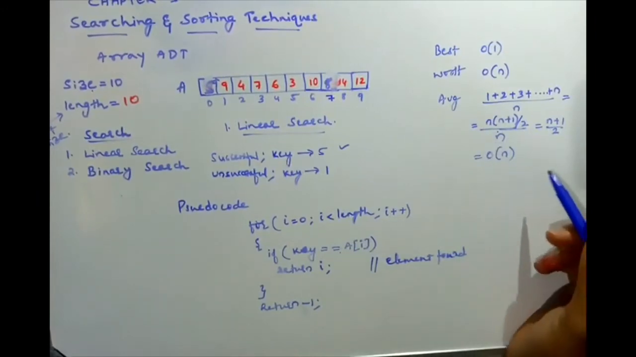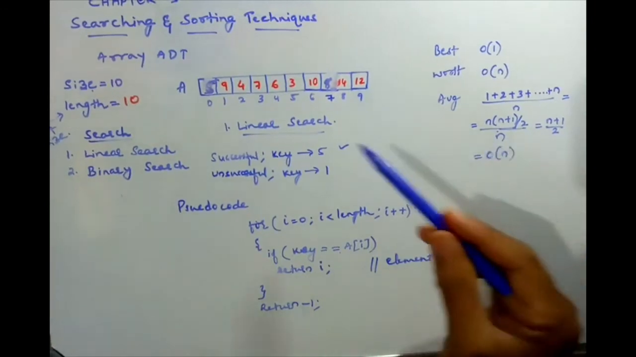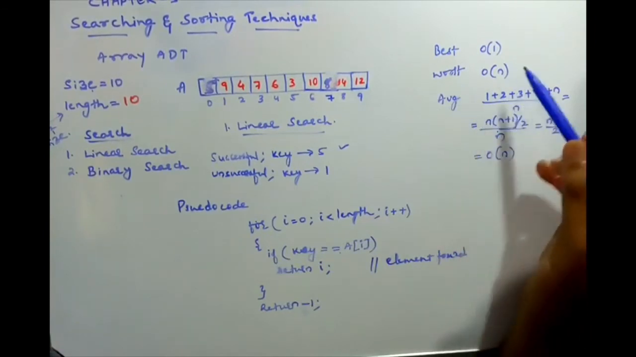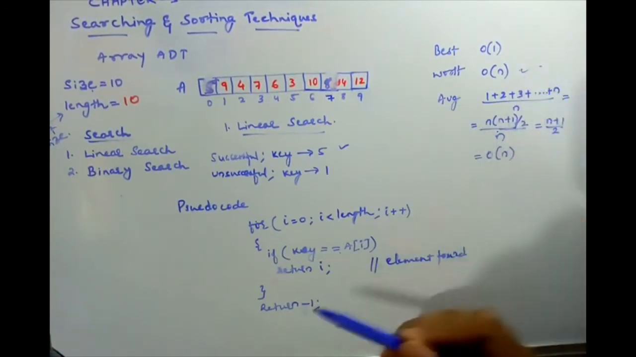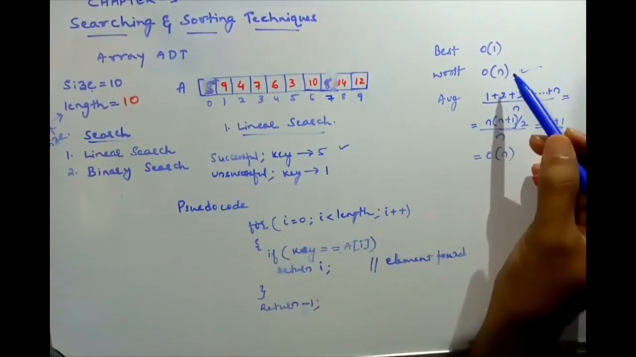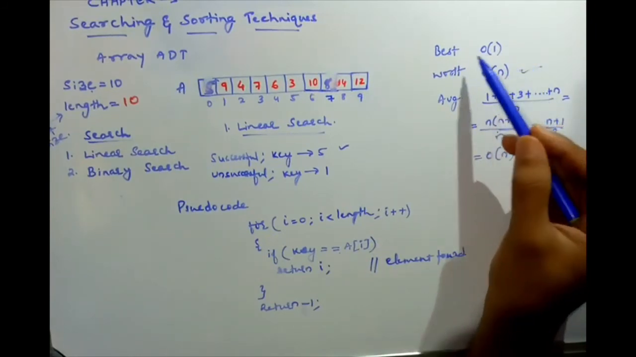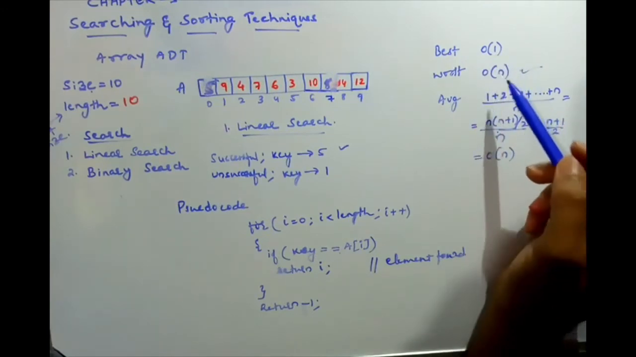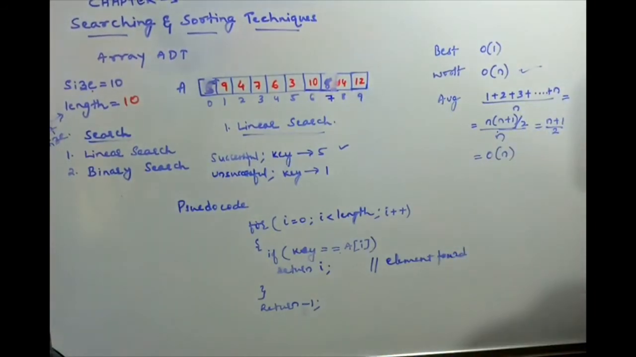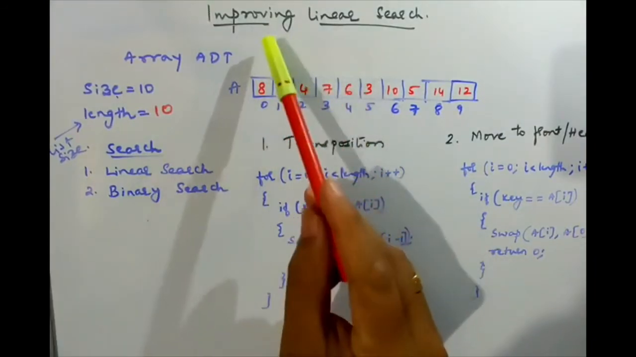Generally we don't take the average because it is a bit complex, so we'll always take the worst case only. So the order is n here. Since the for loop is there, it is always n. But you would have seen in earlier topics where the order was 1, but here in this case the order is n. Next we'll see how to improve the linear search. So we'll see the methods to improve linear search.